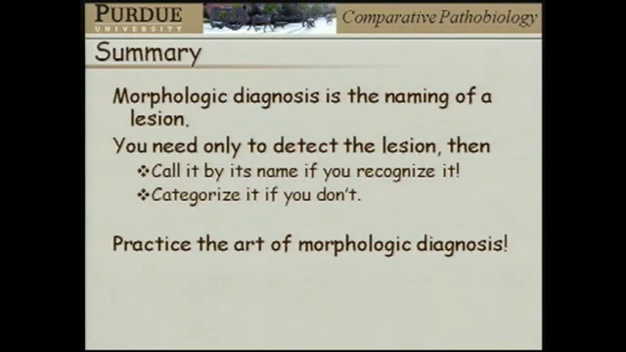So in summary, the process of making a morphologic diagnosis is simply naming a lesion. You only have to detect the lesion, to find the lesion, then you call it by its name if you recognize it, and if you don't recognize it, you try to categorize it by the disease process. And in the subsequent couple of lectures, we will try to practice the morphologic diagnosis from a systemic approach by the body system.